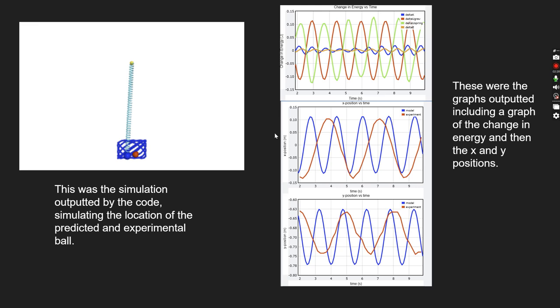On the left was the simulation outputted by the code, simulating the location of the predicted and experimental ball, the blue and red balls. And on the right, these were the graphs outputted, including a graph of the change in energy and of the X and Y positions.